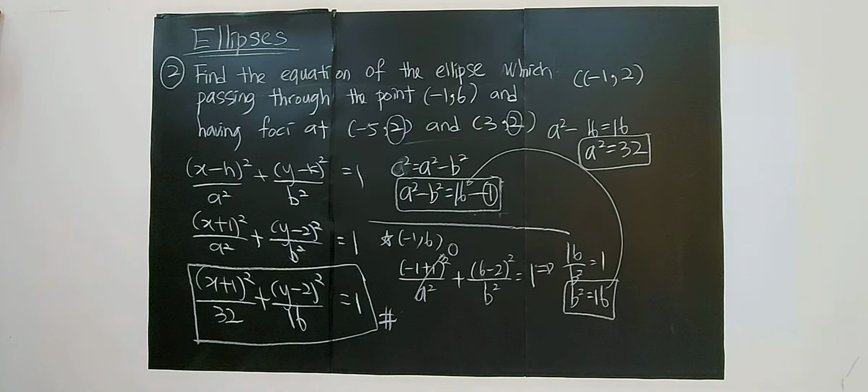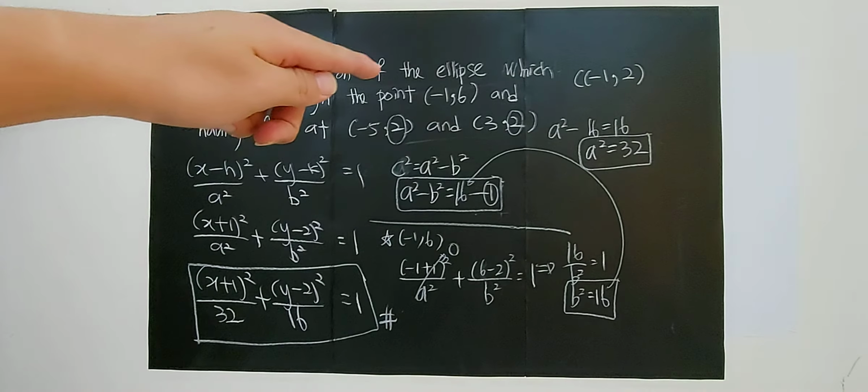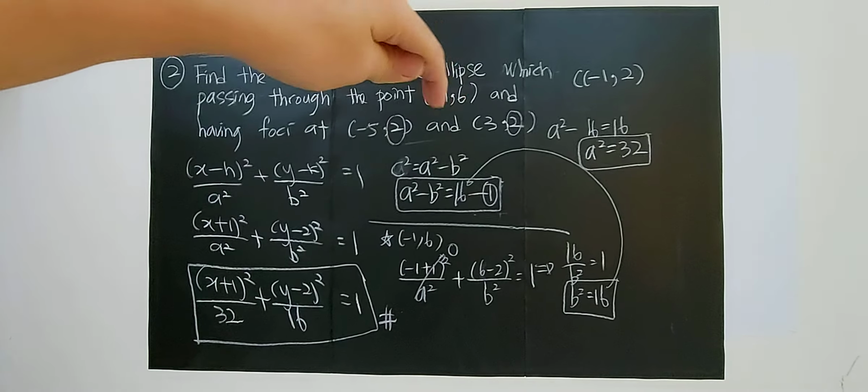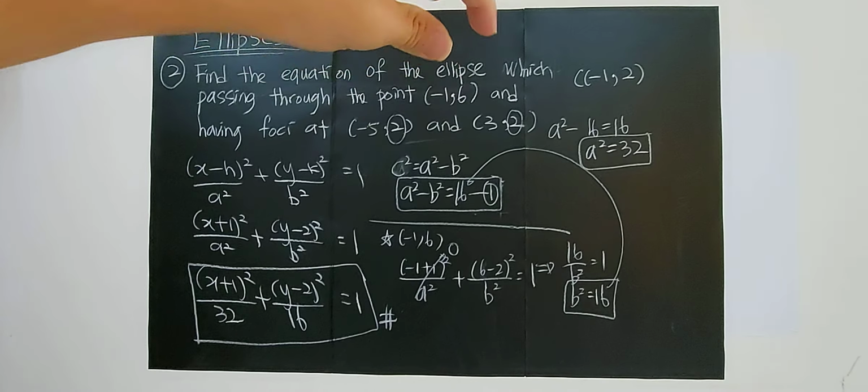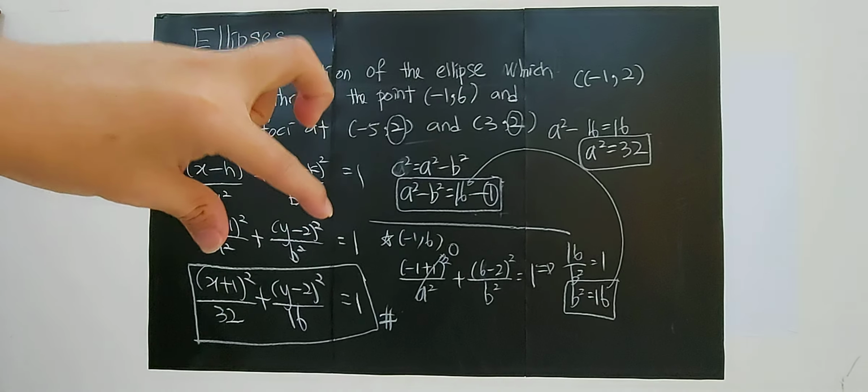The new thing here is that you know this ellipse is passing through this point, so you can substitute this point into the equation of the ellipse.